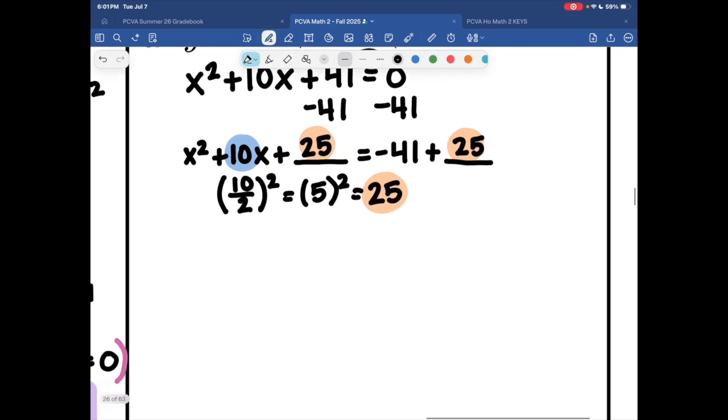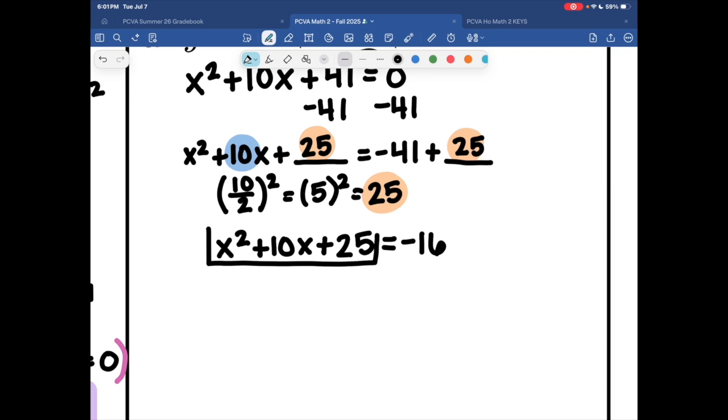All right. And that leaves us with x squared plus 10x plus 25. And we now have negative 41, and that's going to be negative 41 plus 25. And that's going to give me negative 16. So we're going to factor this perfect trinomial that we completed the square for.